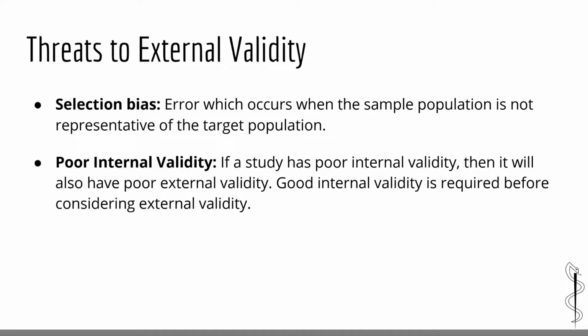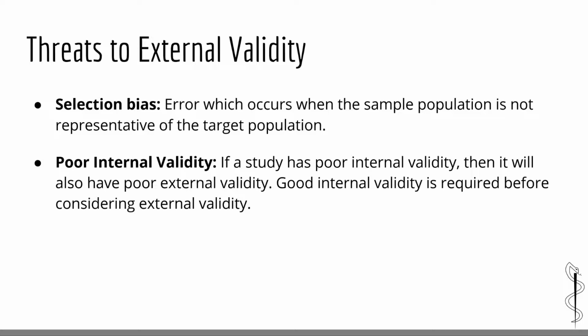The two biggest threats to external validity are the selection bias and poor internal validity. The selection bias occurs when the sample population is not representative of the target population. Like the measurement bias, there are many different kinds of selection bias, and we will talk about them later in this section. However, a very important thing to realize is that you cannot consider external validity without first considering internal validity. If a study has poor internal validity, then it will most certainly have poor external validity. Internal validity precedes external validity.